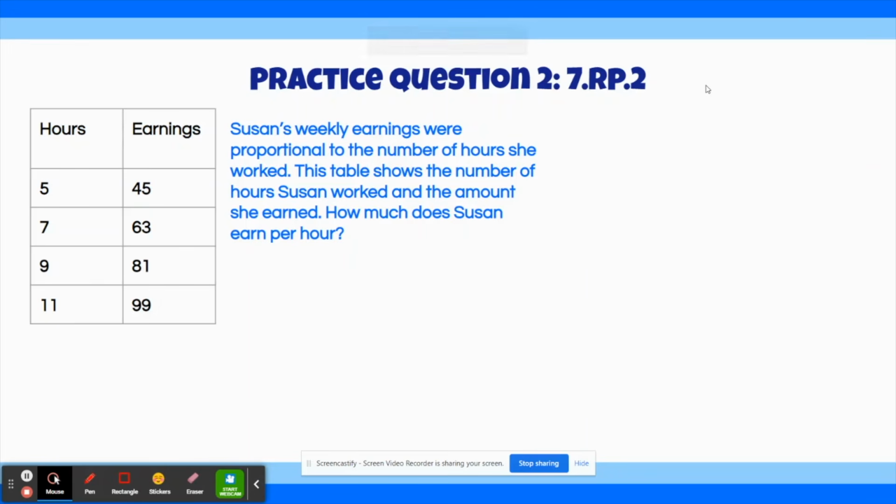The next question says, Susan's weekly earnings were proportional to the number of hours she worked. This table shows the number of hours Susan worked and the amount she earned. How much does Susan earn per hour? Now you can pause the video and try to solve this problem on your own. Once you're ready to see the answer, play the video.